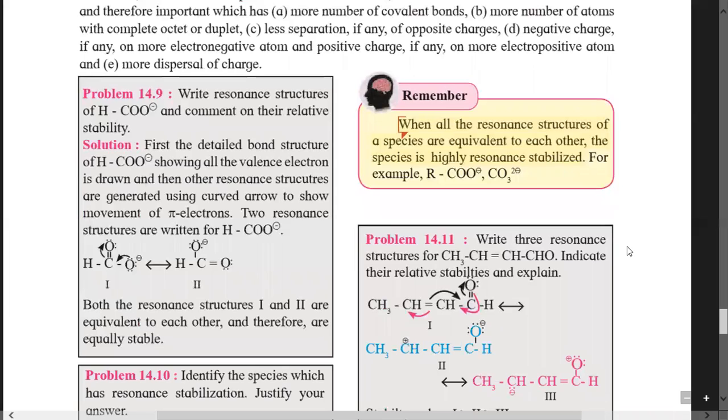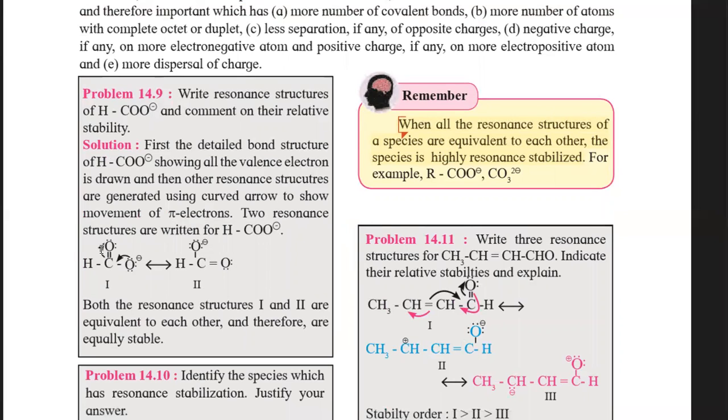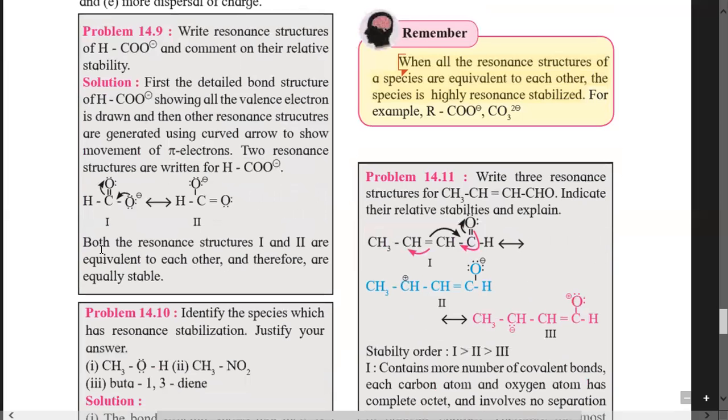Here one example of resonance structures is given. This is H single bond C double bond O single bond O. Here the negative charge is present on oxygen, and its movement is shown with the help of a curved arrow. Again, the double bond movement is shown toward the other oxygen atom. So resonance structures 1 and 2 are for the formic acid anion, or the formate group.